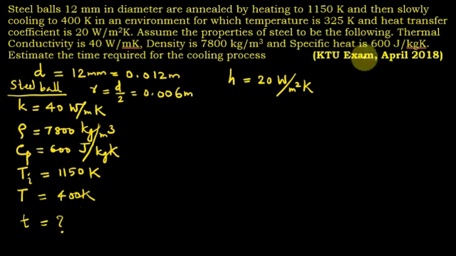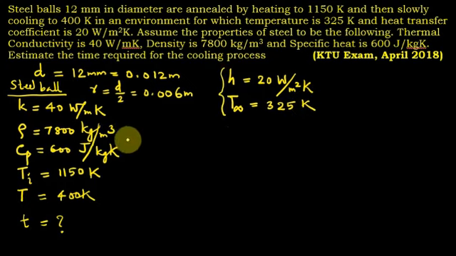Then what else is to be used? We have written everything I think, except one, that is T infinity, the temperature of the environment, which is 325. It's a constant, it won't change. 325 Kelvin. Okay, so we have written these values and all.